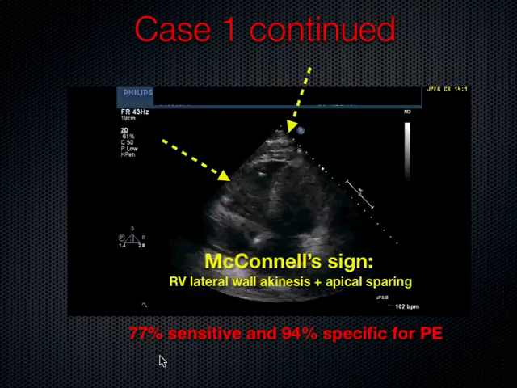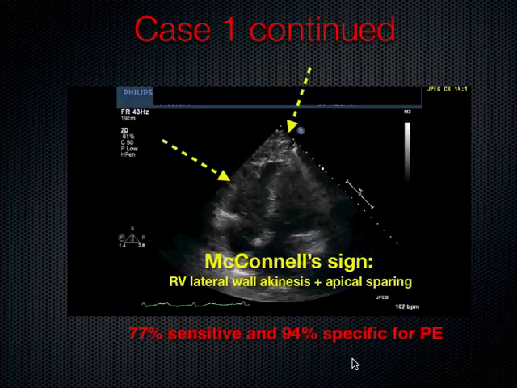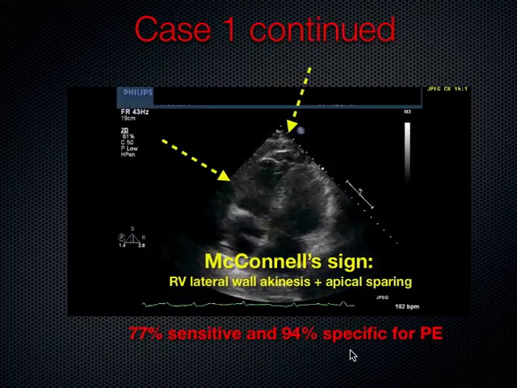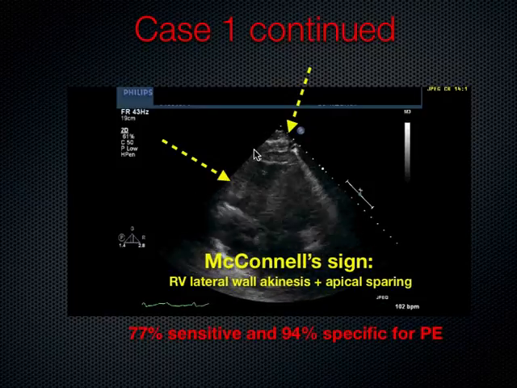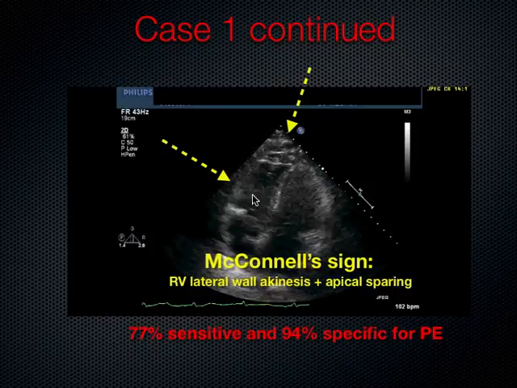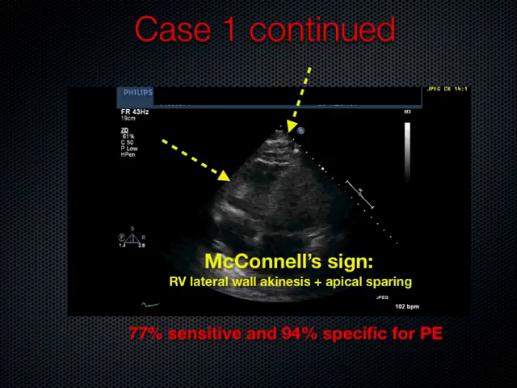And this can be found, interestingly, in the setting of PE. One study suggested that it was 77% sensitive and 94% specific for pulmonary embolism. Now, that can be debated from time to time, but essentially it's something to think about. If you see this lateral wall akinesis with apical sparing, meaning the apex has a good squeeze to it, and the RV in this case is clearly bigger than the LV, really think about the diagnosis of pulmonary embolism.